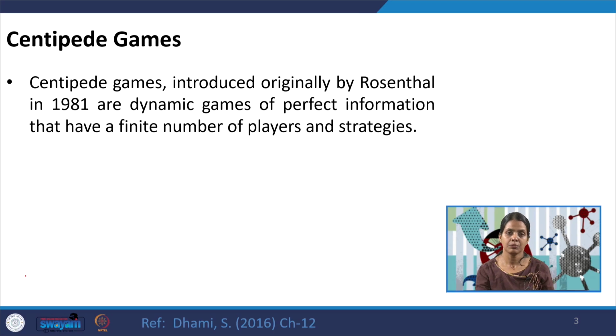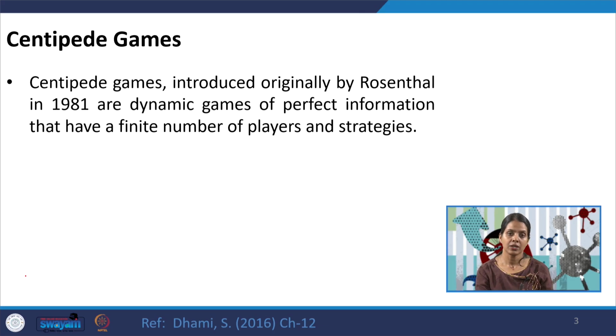This is lecture 55. We started discussing strategic interactions, under which we first discussed the classical or analytical game theory, and in the last module we discussed problems with classical game theory. In this module also we will continue discussing problems with classical game theory. So, here we would be first talking about one type of game called centipede games.